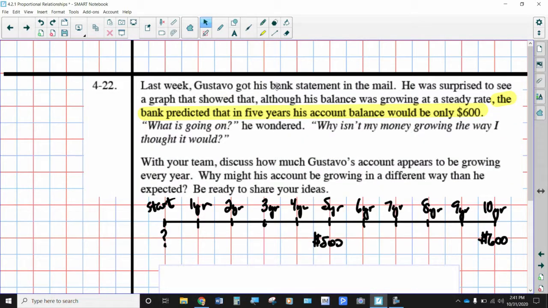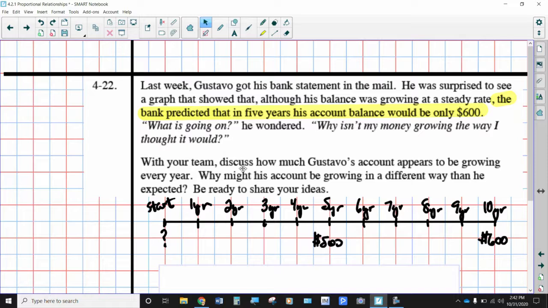Last week, Gustavo got his bank statement in the mail. He was surprised to see a graph that showed that although his balance was growing at a steady rate, the bank predicted that in 5 years his account would only be $600, not $1,000. What is going on? he wondered. Why isn't my money growing the way I want it to, or the way I think it should?